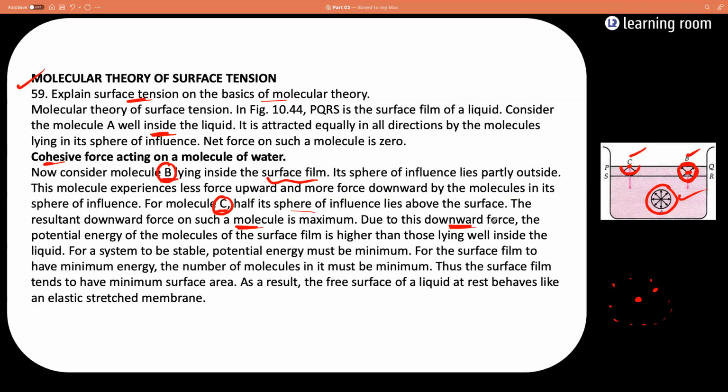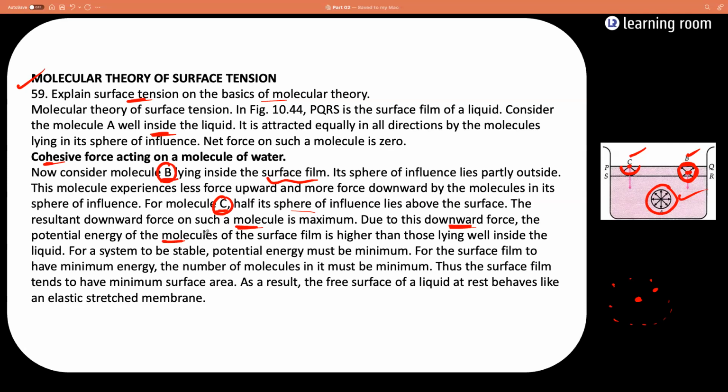Due to this downward force, the potential energy of the molecules present on the surface of the film will be higher than those inside the liquid. But we know the fact, I have already told this many times, that for any system to be stable, what is needed? Potential energy has to be minimum. So for the surface film to have minimum energy, the number of molecules in it should be minimum. Thus, the surface film tends to have minimum surface area.